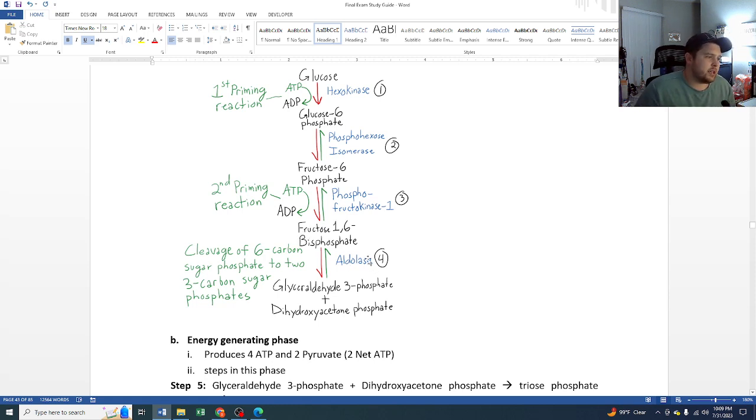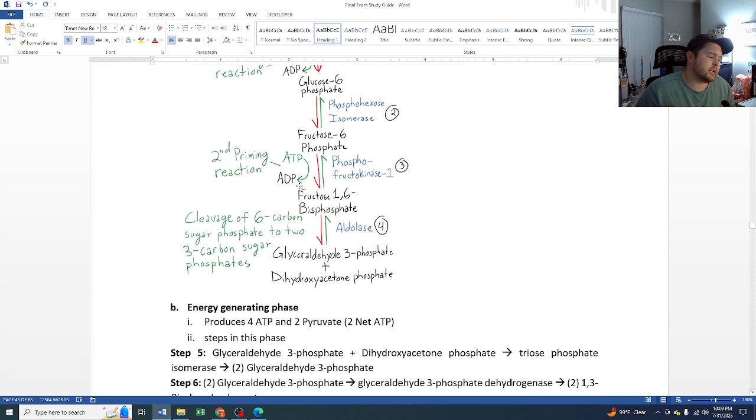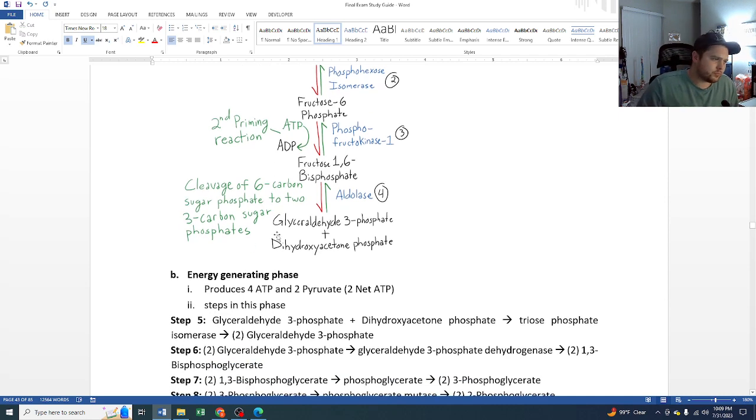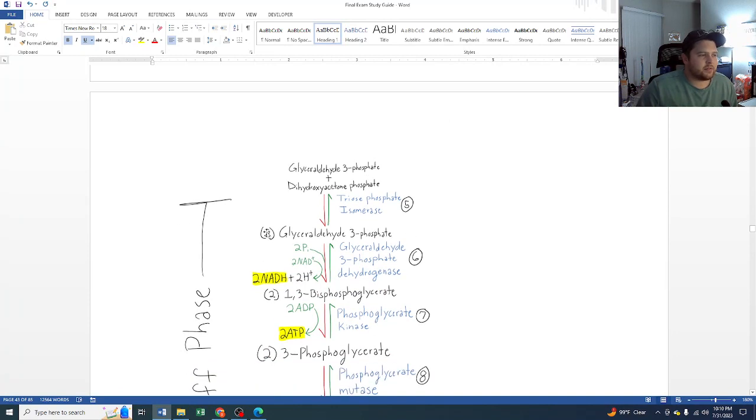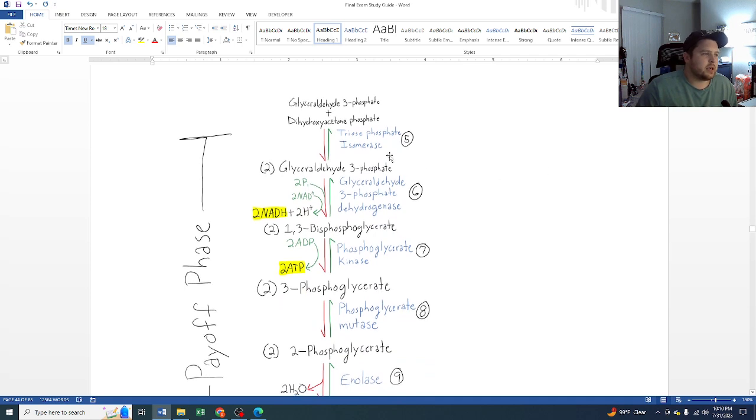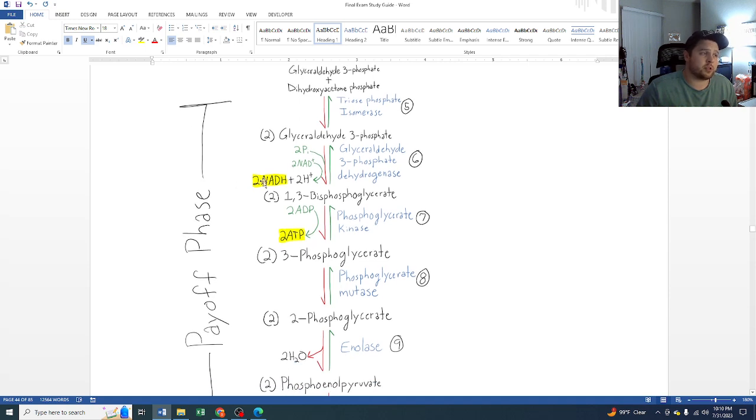And then the aldolase is going to cleave our 6-carbon sugar into 2 3-carbon sugar phosphates. We get glyceraldehyde 3-phosphate and dihydroxyacetone phosphate. Dihydroxyacetone phosphate goes off to the side, does its own little thing, and then gets converted to glyceraldehyde 3-phosphate as well. So now we have 2 of them. We continue with the dehydrogenase. Remember, the dehydrogenases are going to give us our NADHs.